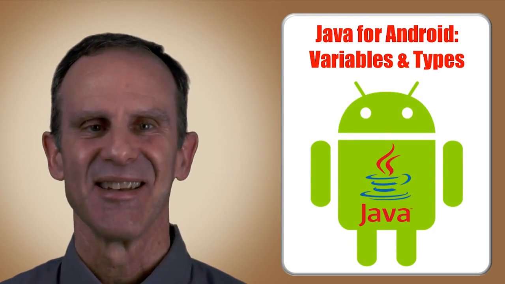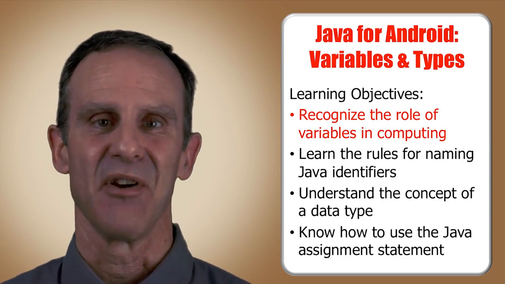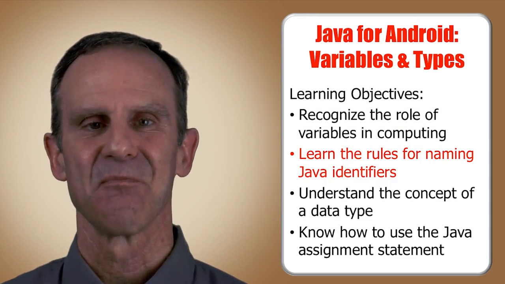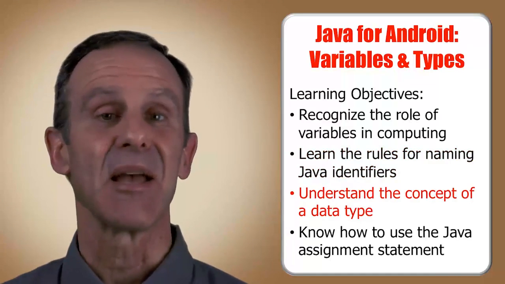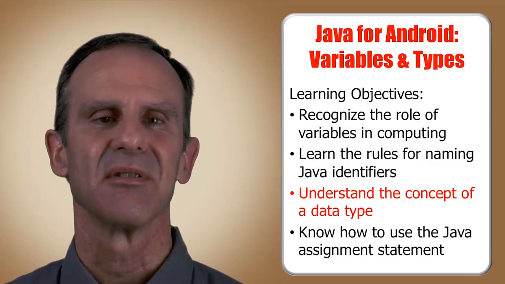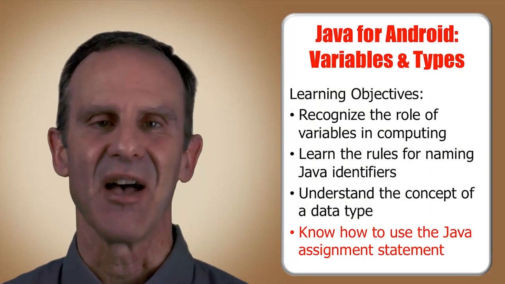This lesson gave you an overview of variables and types. Now that you have completed this lesson, you should recognize the important role of variables, as well as learn the rules you must follow when naming a variable. You should also understand what a data type is and know the primitive types that are built into the Java language. Finally, you should know how to use an assignment statement to give a new value to a variable.